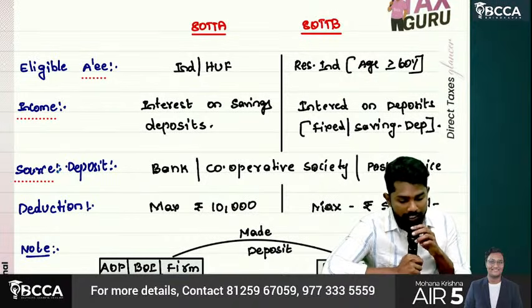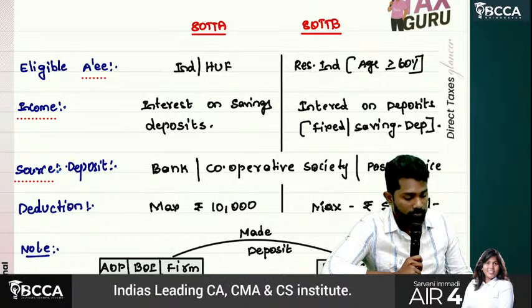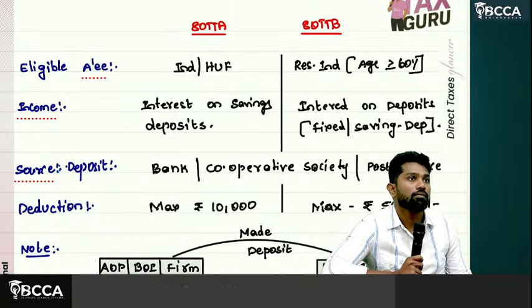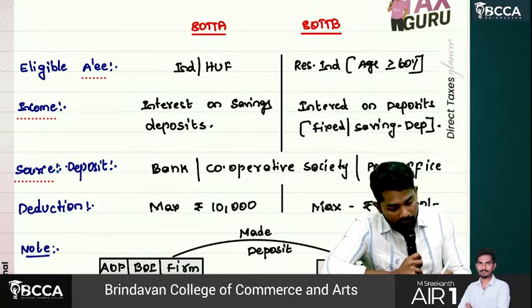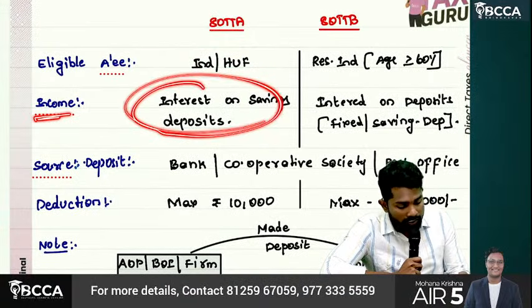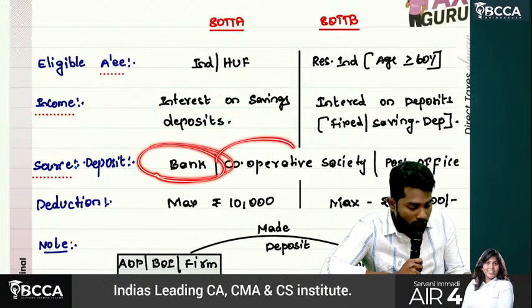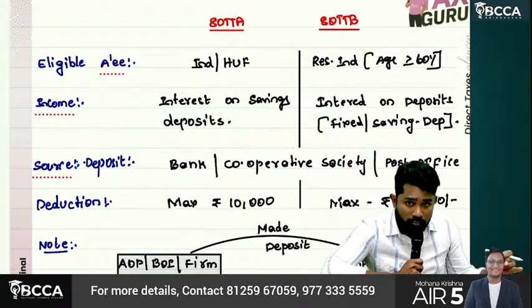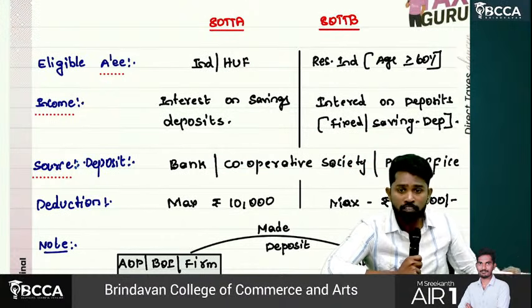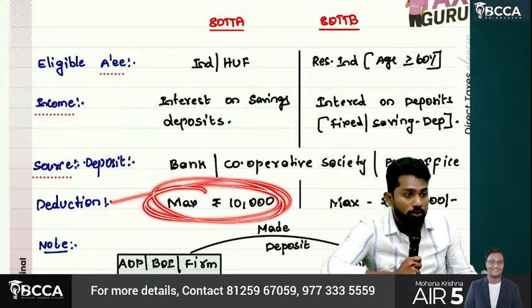Then sir, 80TTA and 80TTB. 80TTA is eligible for an individual or HUF who have income from interest on savings bank deposits. The deposit could be with a bank, a cooperative society, or a post office. You have a savings bank account in the bank, cooperative society or post office, and from those savings deposits you earn interest. Then that interest is eligible for deduction up to 10,000.